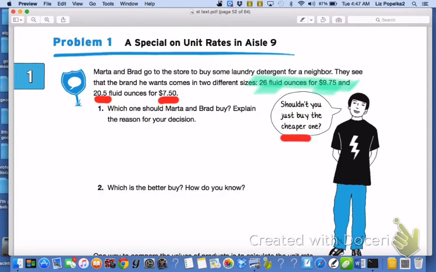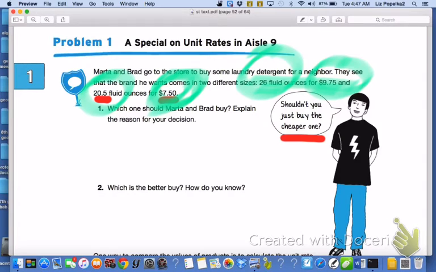Some people might do what this guy says and says, shouldn't you just buy the cheaper one? I'm just going to pay for this one because it's $7.50, whereas the other one is $9.75. A lot of people would disagree with that, though, because while this one is cheaper because it's only $7.50, you're only getting 20 ounces, whereas in this other one, you're getting 26 ounces. So there are some various reasons that you might choose one or the other.